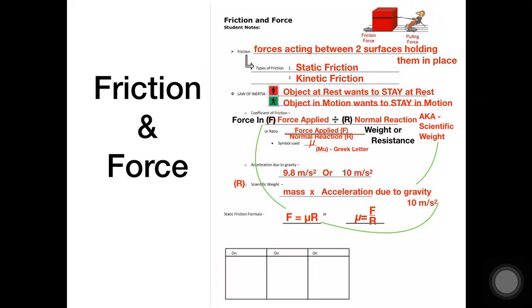Here, we can see in this first formula that R is the scientific weight. R is also in this formula. So scientific weight is one of the things that we would need for both of these formulas. As I said, we will be using the second formula for our experiments this week.